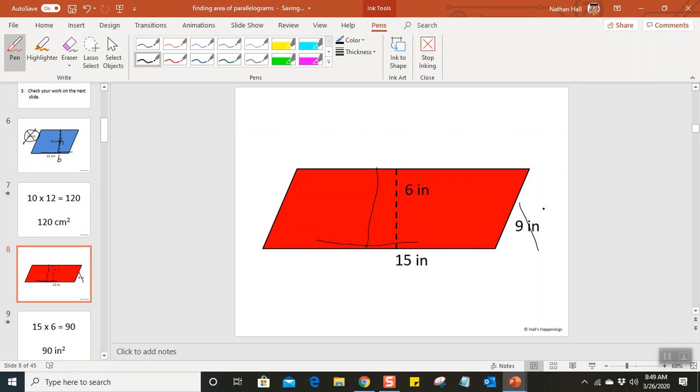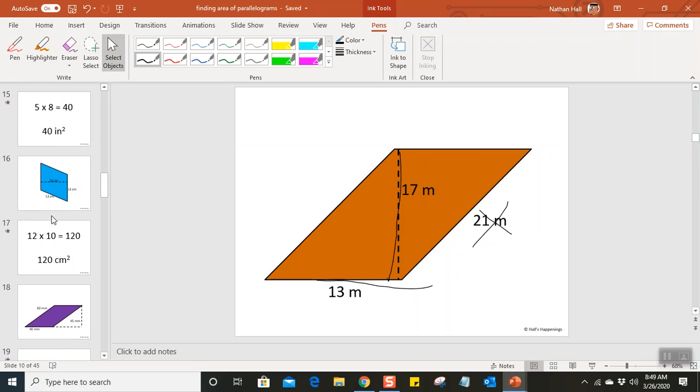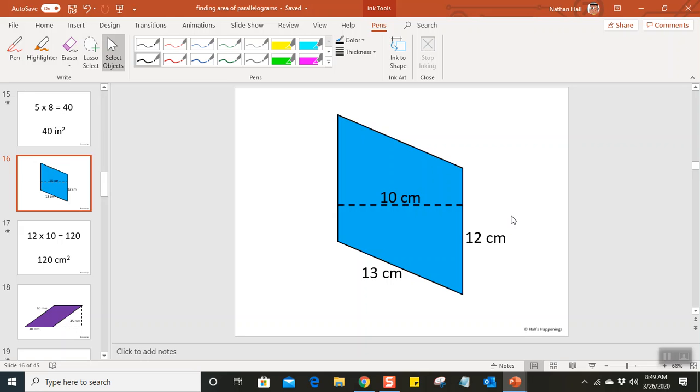I'm going to ignore this one. Base times height. So again, the two that are perpendicular. So the 17 and the 13. I'm ignoring the one that's on the slanty side. Sometimes parallelograms might look like this. So you need to look for the two that are perpendicular. So here we have the 10 and the 12. This one is not perpendicular to the other two. Base and height are perpendicular.